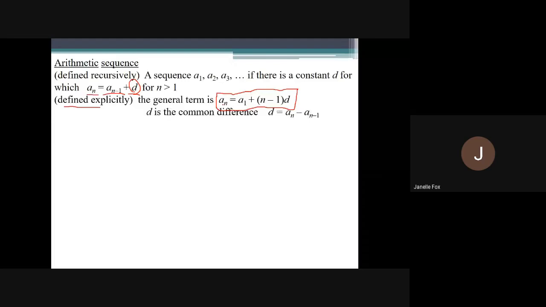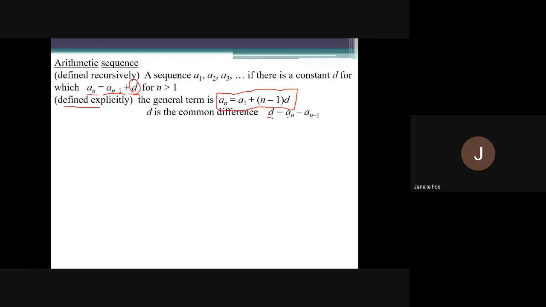D is your common difference, and you find it by taking any term and subtracting the one before it. That will give you your common difference. So just a couple of things. This is the nth term, so it's in general. A sub 1 is the first term. N is your number of terms, and D is your common difference. I'll say that one more time: a sub n is the nth term, a sub 1 is the first term, n is the number of terms, and d is your common difference.